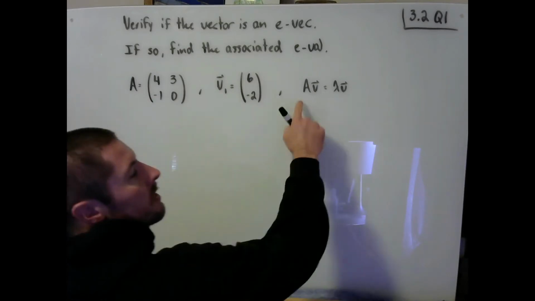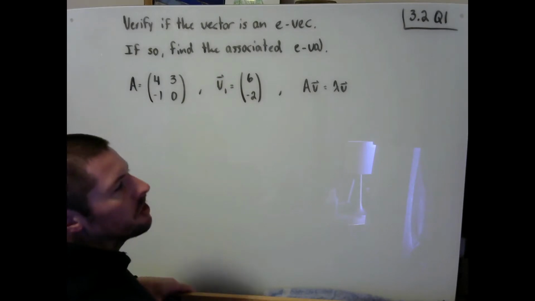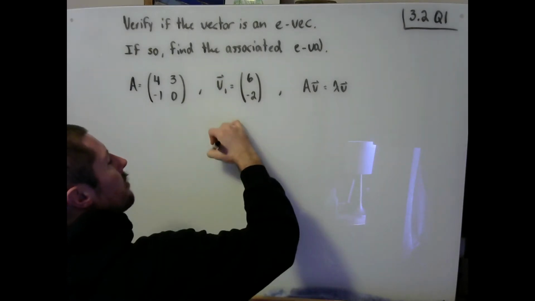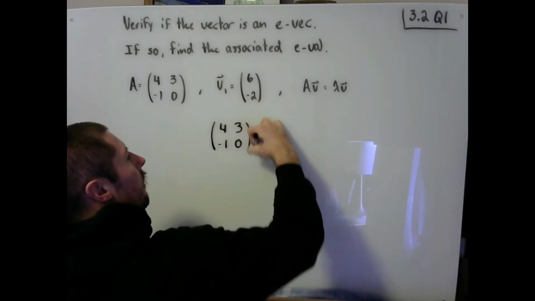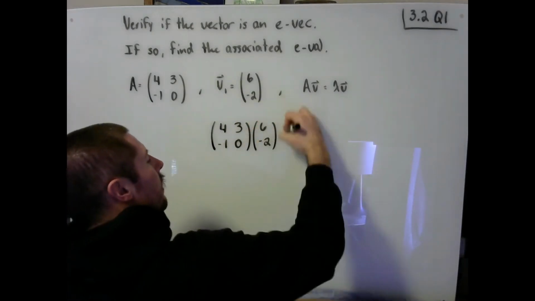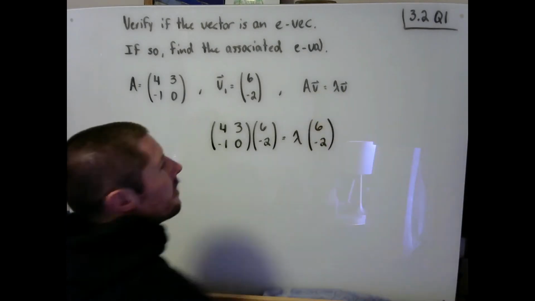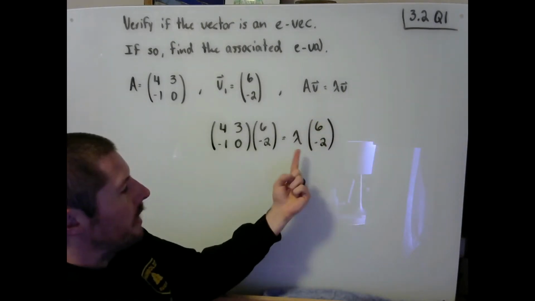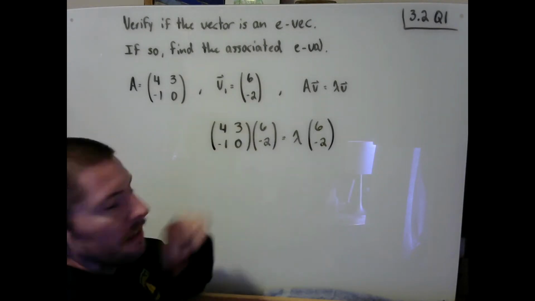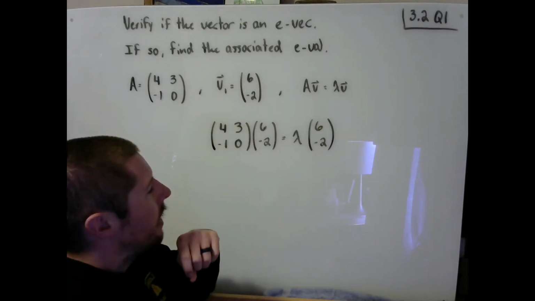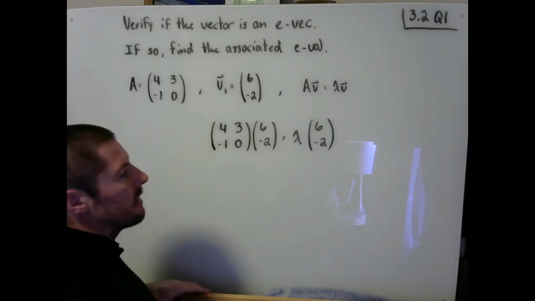To do this, we just need to substitute our A and our V into our definition statement for eigenvectors and eigenvalues, which looks like Av = λv. So in this case, we know A, we know V, we don't yet know lambda. What we're wondering is: is it possible that (6, -2) is an eigenvector here? If we can find its associated eigenvalue, then we would be convinced that it is in fact an eigenvector.